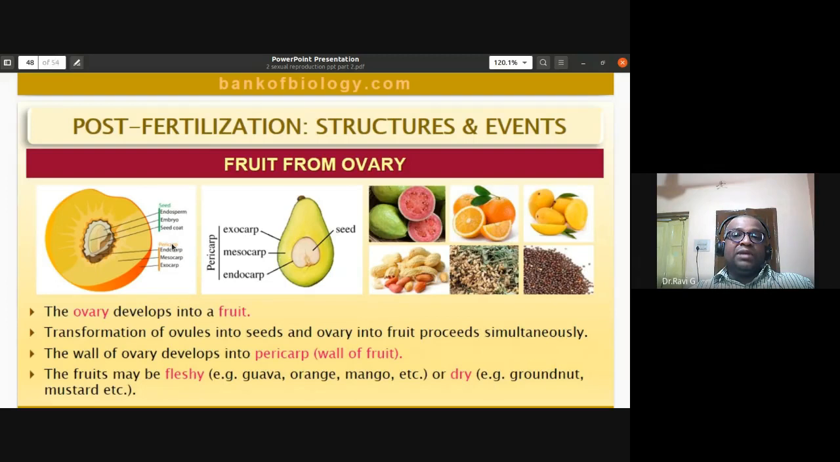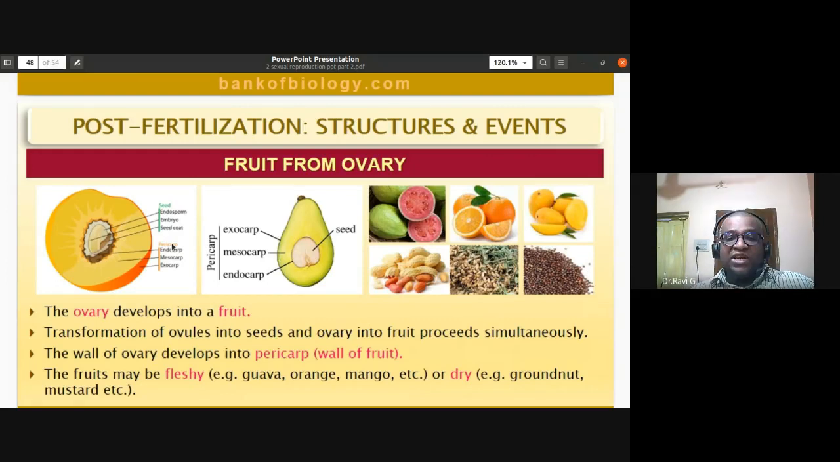In mango, which you studied last year, the drupe, the pericarp is differentiated into outer leathery epicarp, middle fibrous mesocarp, and inner stony endocarp. In case of drupe, you studied the examples of mango and coconut. So the pericarp is differentiated into different layers. The wall of the ovary develops into the fruit wall or pericarp, and the fruit may be fleshy. In orange, cucumber, apple, berries, and drupe, they are all considered fleshy fruits.